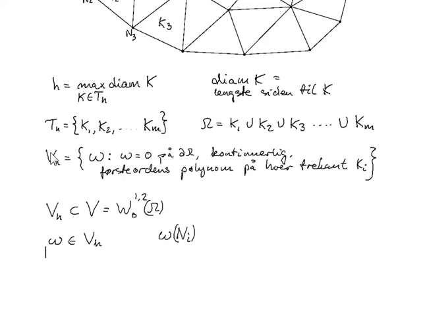So, of course, this finite dimensional space is now a function space, which is a finite dimensional subset of W0. We note that w of ni is just the function value in the node point with node i.